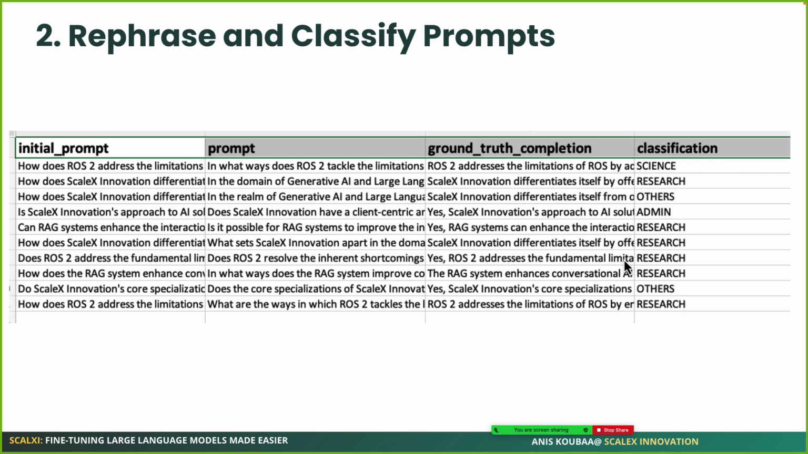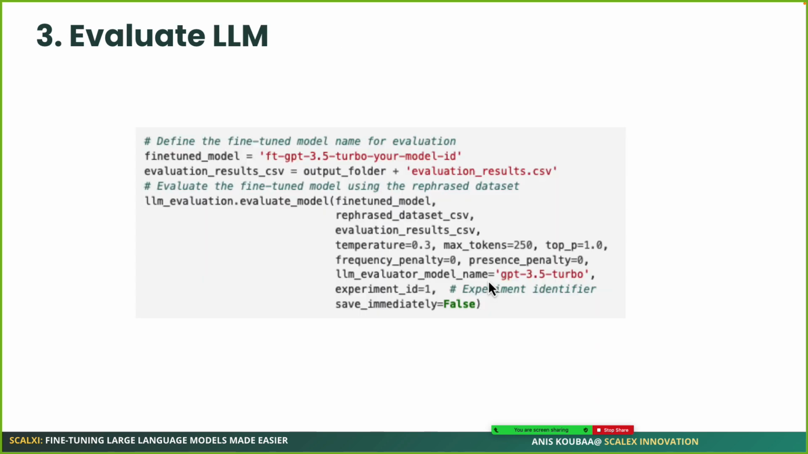And you have the classification here for statistical purposes later on, if you want to check in which category your system behaves better. For example, if it doesn't behave well in administration, you can add more administration questions and answers, instead of focusing on adding more questions for the categories where it performs very well. And this is how we'll do it.